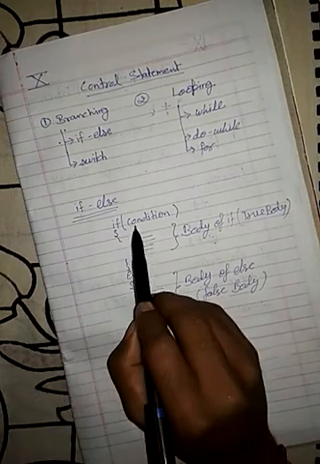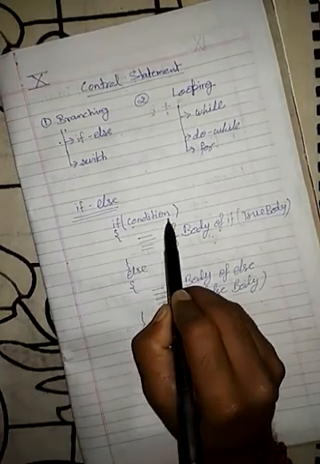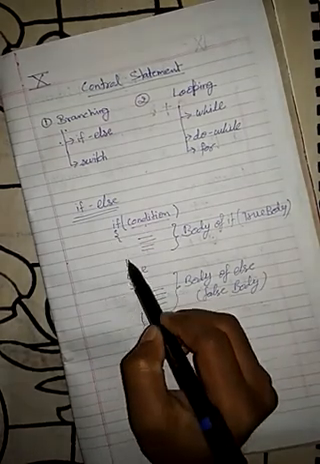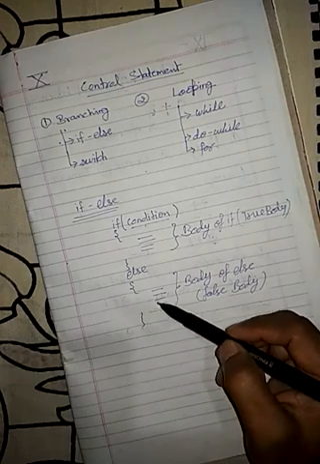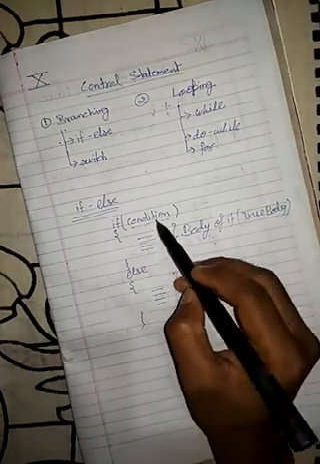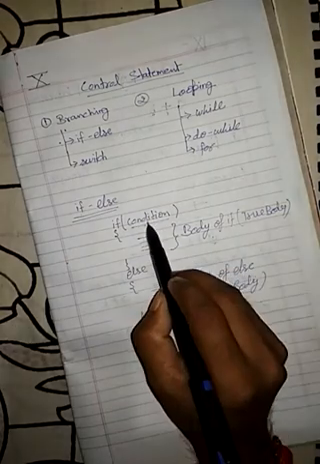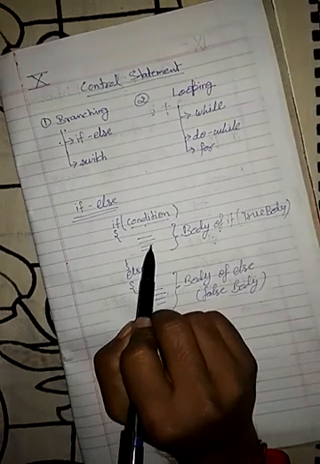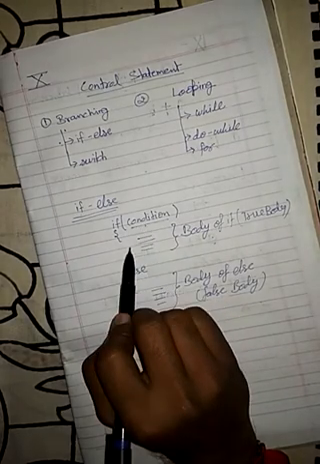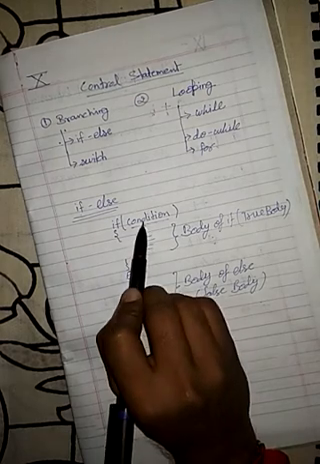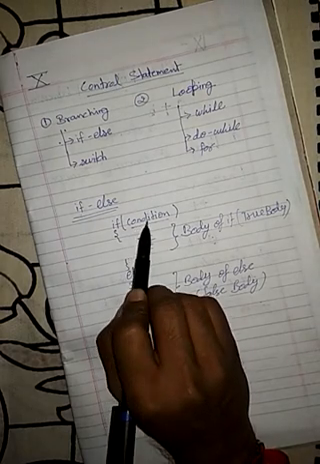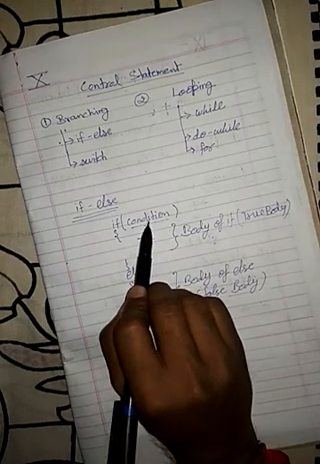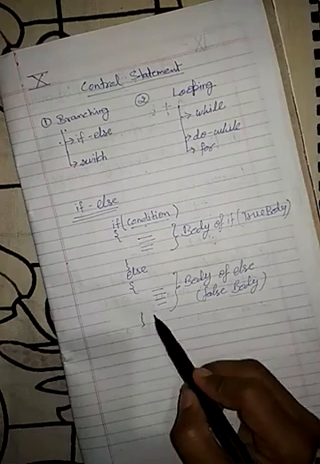Here you can see there will be a condition. If this condition is true, then this body will execute, otherwise this body will execute. If the condition is true, then this body will execute. If it is not true, meaning false, then this else body will execute.